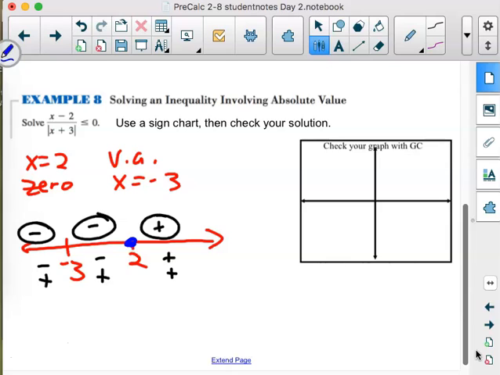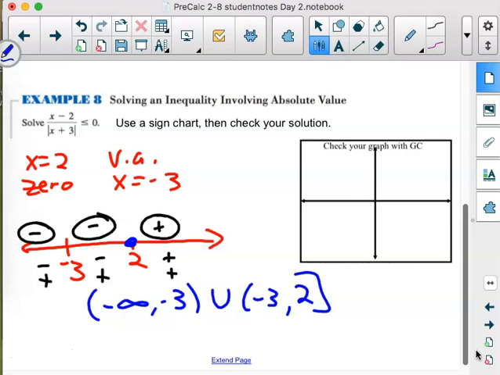I had negative infinity to negative 3, not including negative 3, union negative 3, not including, and 2 including. Excellent, Rayford. Excellent. That's exactly right. I mean, here's our negatives, but this was a vertical asymptote at negative 3, so we can't use it. We have to skip over it on the number line. And then we get back on and we go up to 2 and we realize, hey, 2 had a dot on it. This had an equals bar.